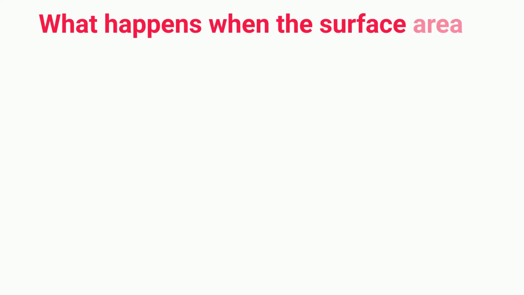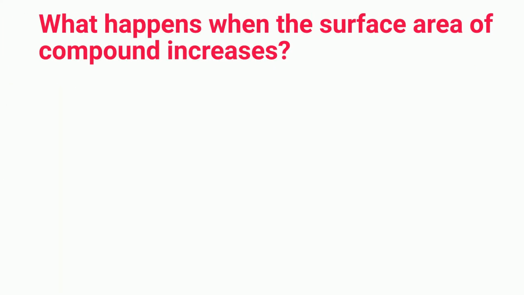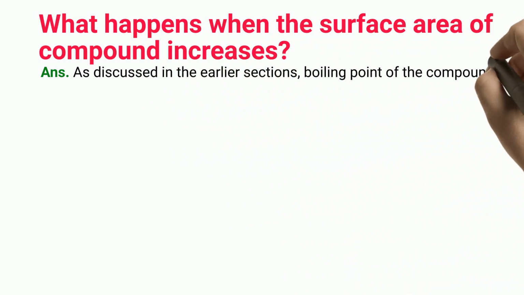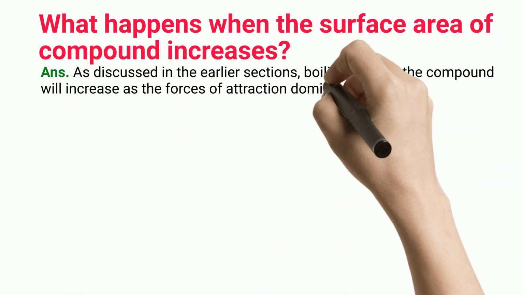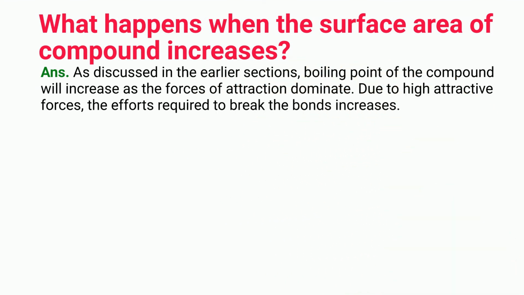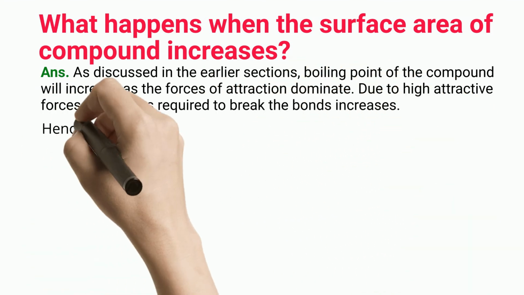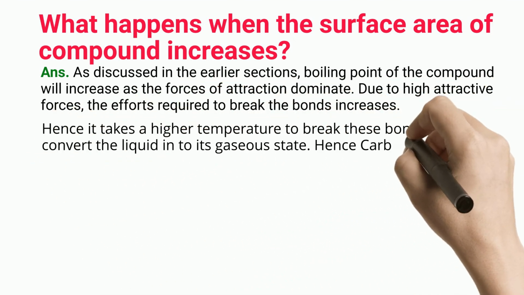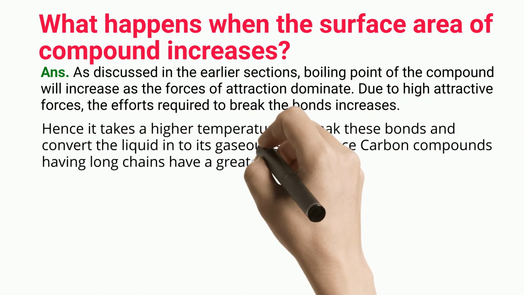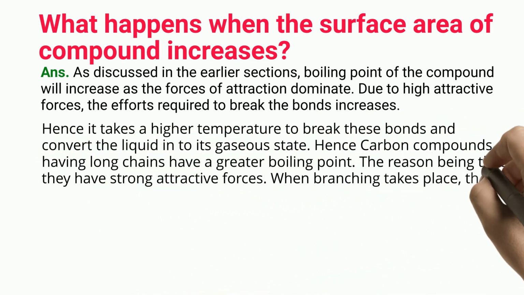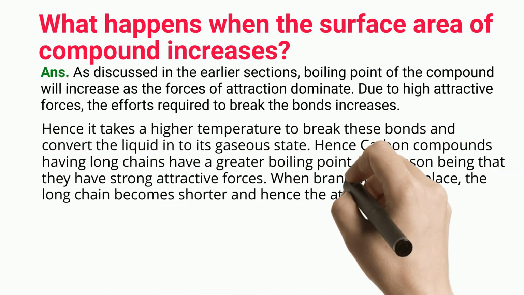What happens when the surface area of compound increases? As discussed in the earlier sections, boiling point of the compound will increase as the forces of attraction dominate. Due to high attractive forces, the effort required to break the bonds increases. Hence it takes a higher temperature to break these bonds and convert the liquid into its gaseous state. Hence carbon compounds having long chains have a greater boiling point. The reason being that they have strong attractive forces.